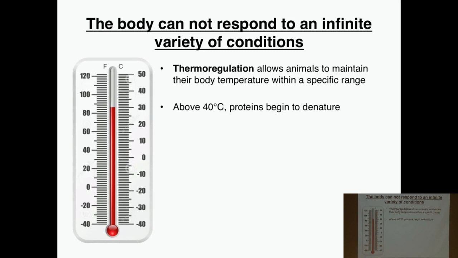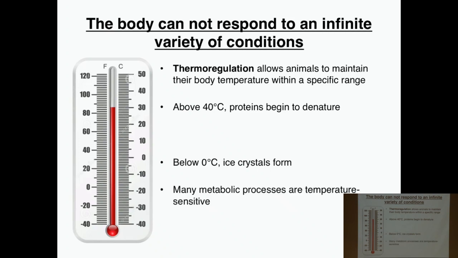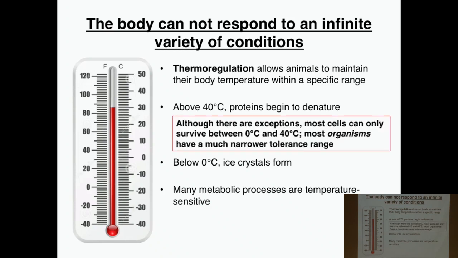Above about 40 degrees Celsius, most proteins begin to denature, and below about 0 degrees Celsius, ice crystals are going to start to form. What we'll see is that many metabolic processes are temperature sensitive, so that although there are exceptions, while cells can often survive between 0 degrees Celsius and 40 degrees Celsius, most organisms have a much narrower temperature range because their metabolic processes are going to change too much when you go to extremes that far.